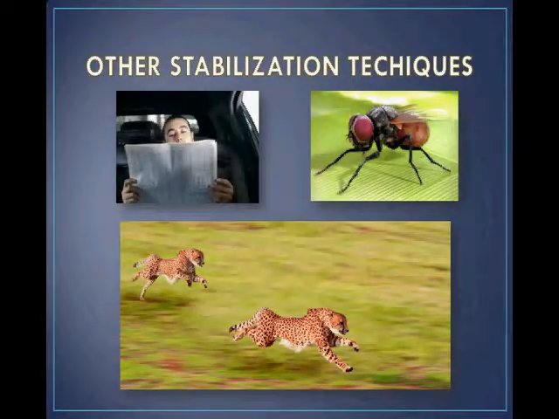But it's not just cats and birds. Human beings can do it. We can read a newspaper in a car, even the very fine print as the car is bouncing up and down. We have this ability to subconsciously stabilize our visual field.